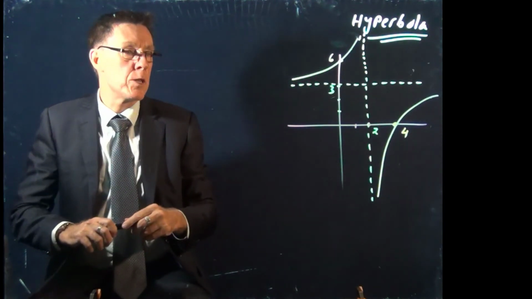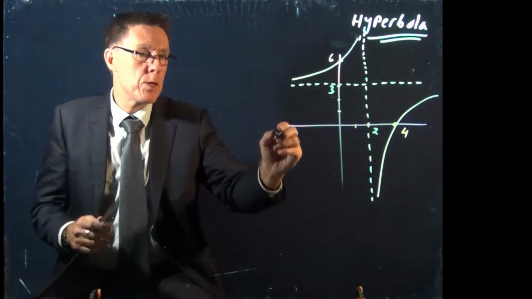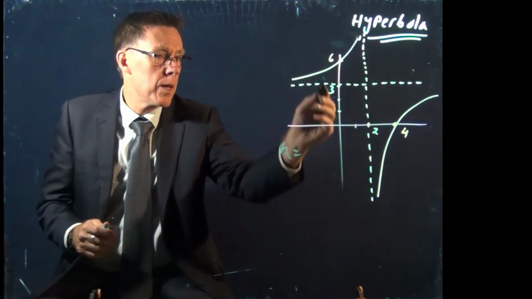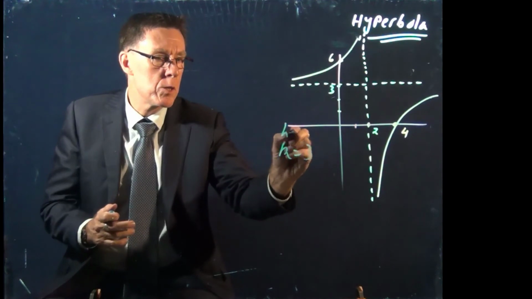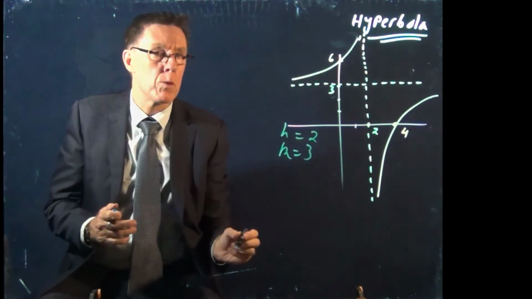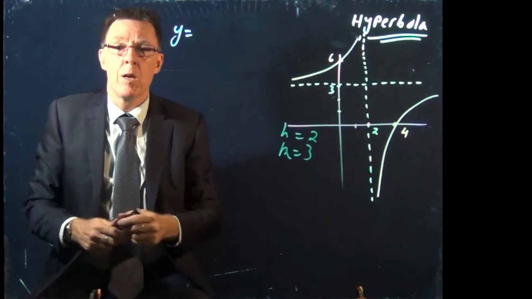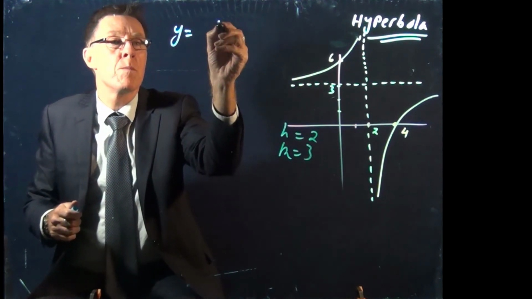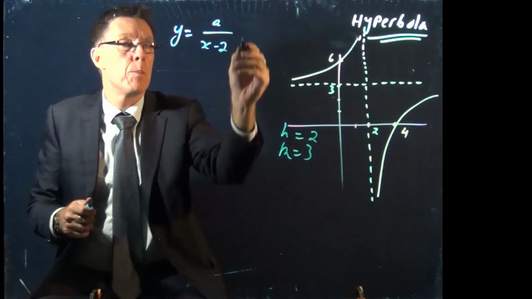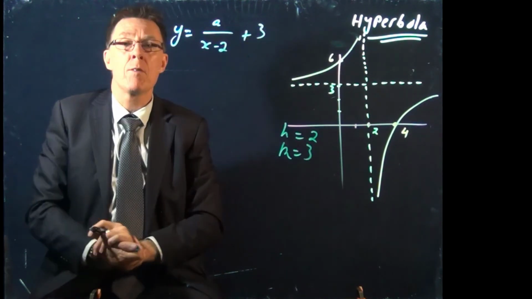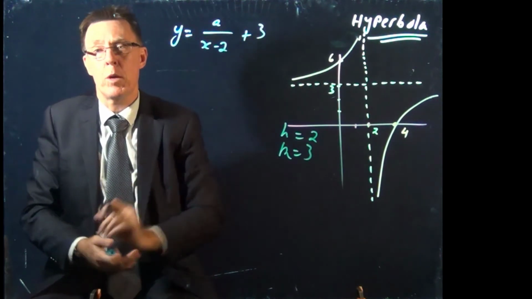First of all, let's work out h and k. So k shifts it up, so it has to be equal to 3. h shifts it left and right, so h has to be equal to positive 2. So, using the general form of y equals a over x minus h plus k, I've got the general structure of it. All I need to do is work out the a value.